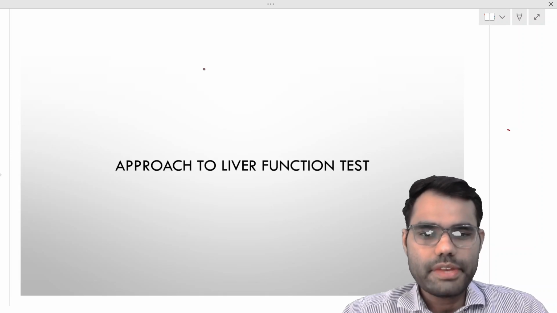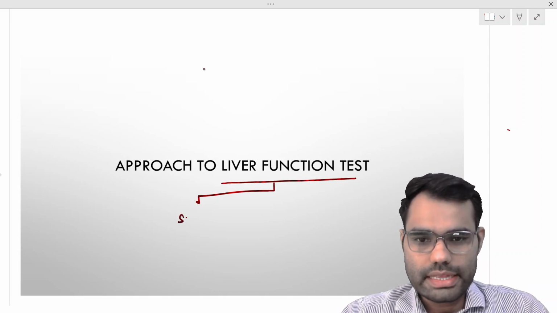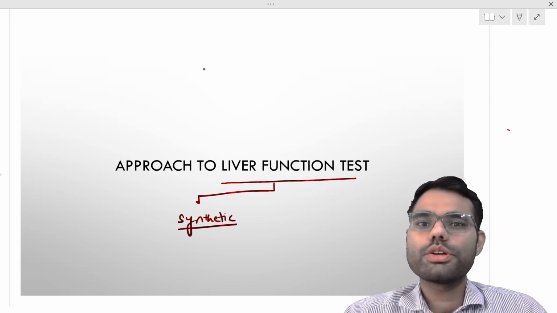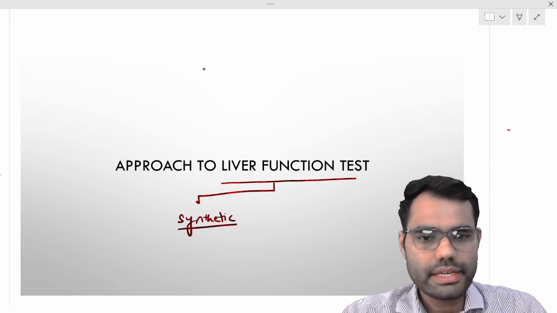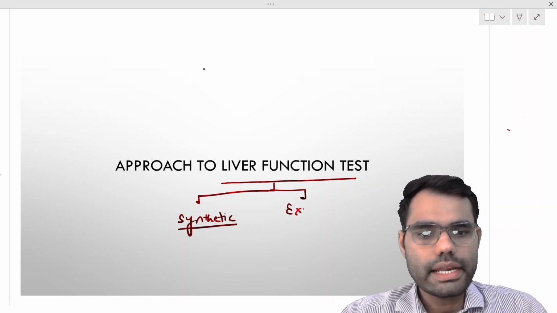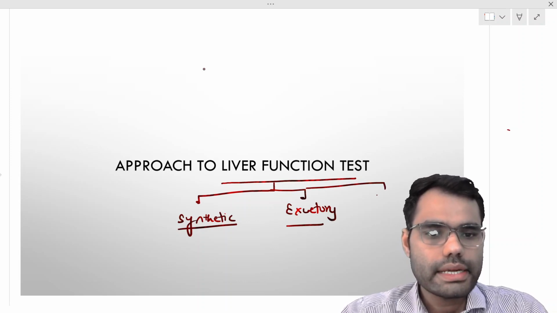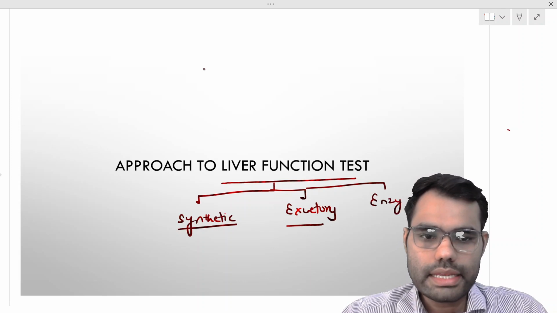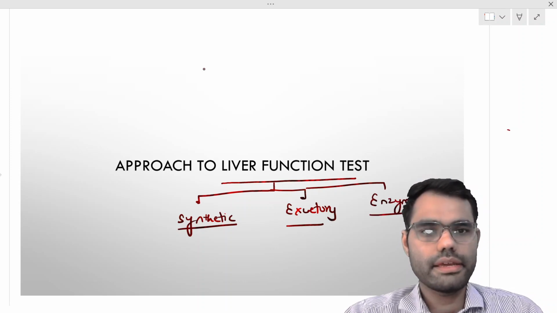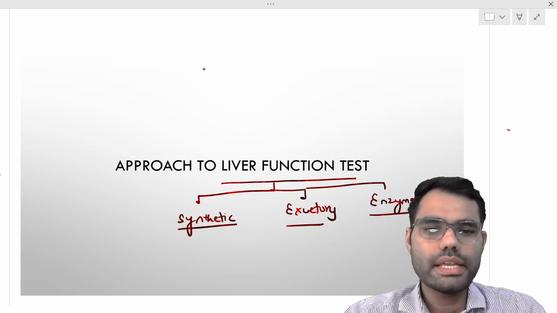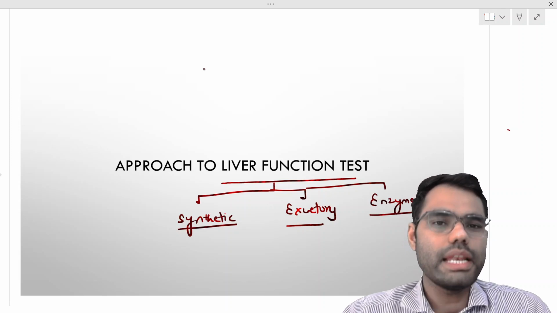So whenever we see an LFT report, we should know that liver function constitutes a synthetic function of the liver. That means it causes synthesis of albumin, globulin and coagulation factors. Then there is an excretory function because it is causing conjugation and excretion of bilirubin. And then there are certain enzymes which are released in the blood if there is a liver injury, right? So we should broadly categorize liver function tests into these three broad headings and then review the LFT, right?